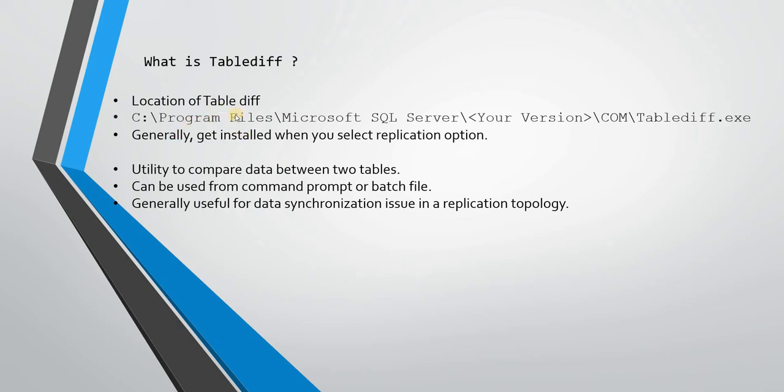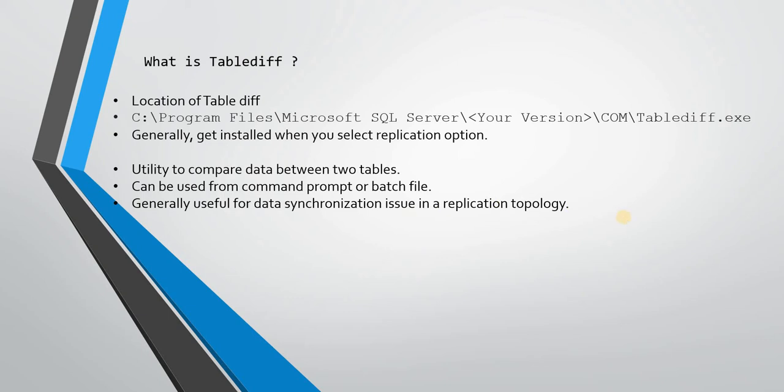You can find this file under C drive, Program Files, Microsoft SQL Server, whatever your version is, under COM. You will find this tablediff utility. As I already told, this utility is used to compare data between two tables. It can be used from the command prompt or a batch file. And generally, this is useful for data synchronization issues in replication technology.